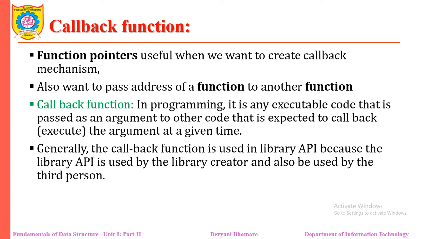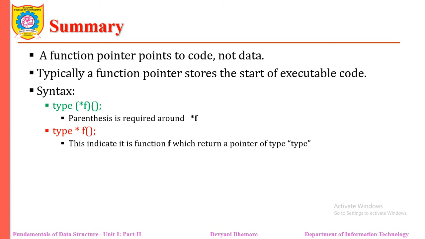So what is a callback function? In programming, it is any executable code that we want to pass as an argument to another piece of code. That is when we use a callback function. These callback functions are mostly used in libraries and APIs, where they are used by the library creator, and they can also be used by a third person. In summary, we can conclude that a function pointer points to code, not to data.